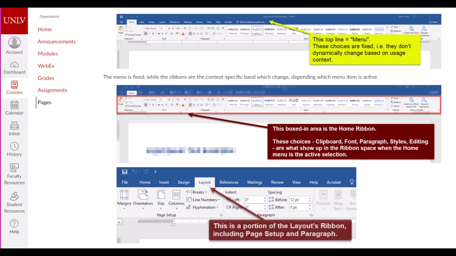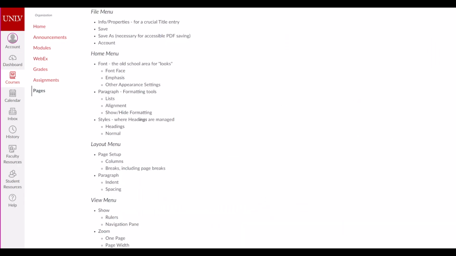You'll notice in the last image a portion of the layouts ribbon, including page setup and paragraph, that are used to create accessible gaps and spacing in your documents. Here are the settings to apply and the tools to use for creating accessible Word documents. They can be found in the File menu, Home menu, Layout menu, and View menu.